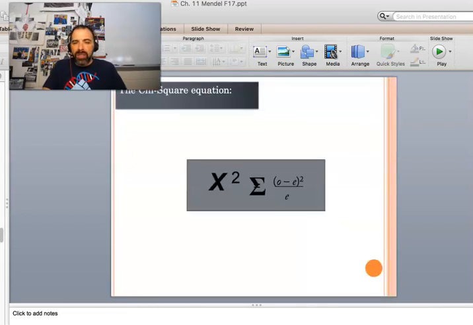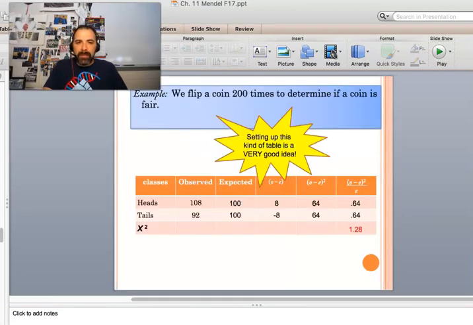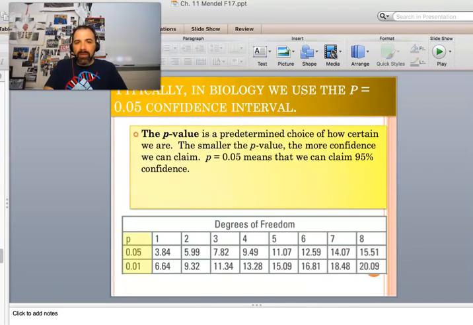So there's our equation: observed minus expected, squared, divided by expected. If we flip a coin 200 times, it's good to have a table like this. You've got your classes, observed, expected, O minus E, O minus E squared, O minus E squared divided by E, and there's your chi-square summation. There's your critical value table. We've talked about this. We tend to use the 0.05.